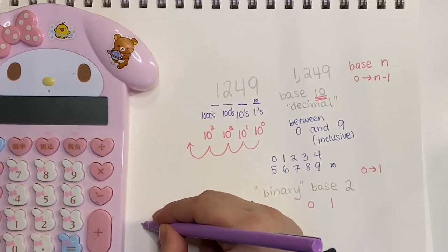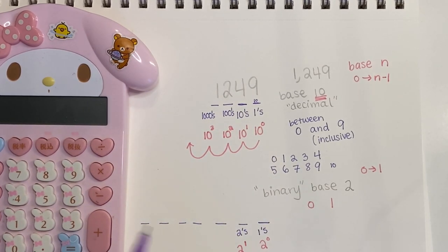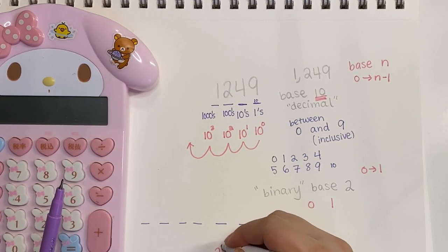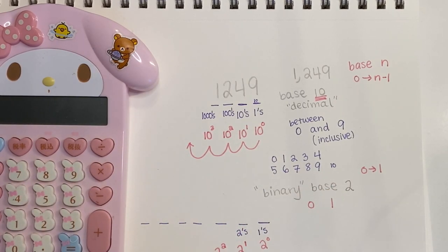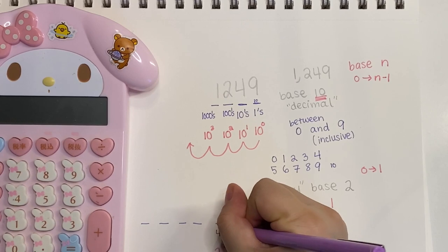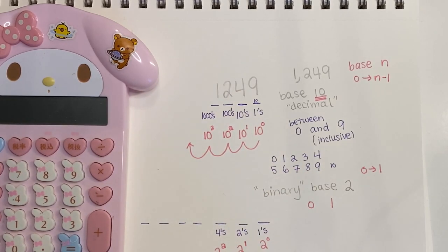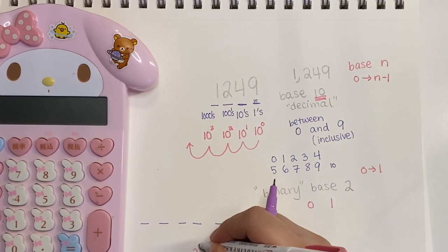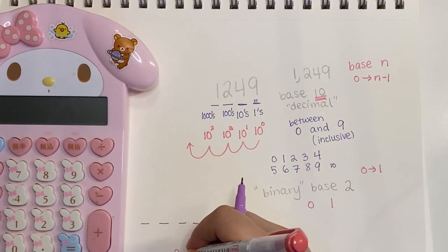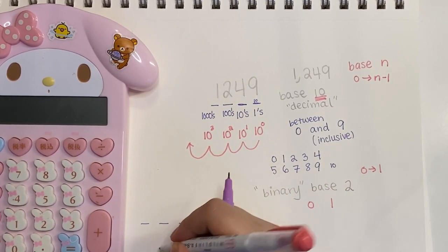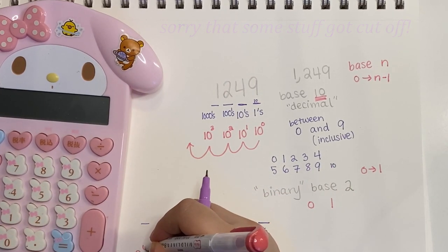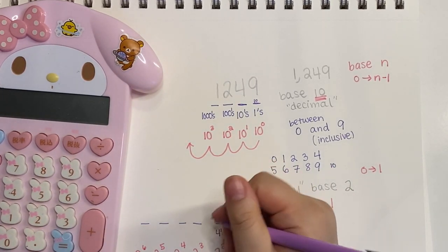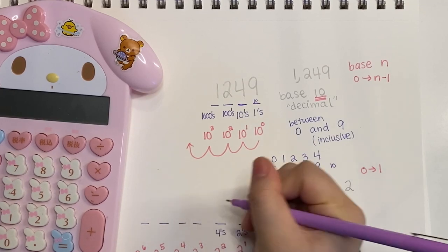There's going to be a lot more slots. The next slot is going to be 2 to the power of 2, which is 2 times 2, which is 4. And then you times another 2 to that, so that's going to be 8, 16, 32, 64. How high can you go?